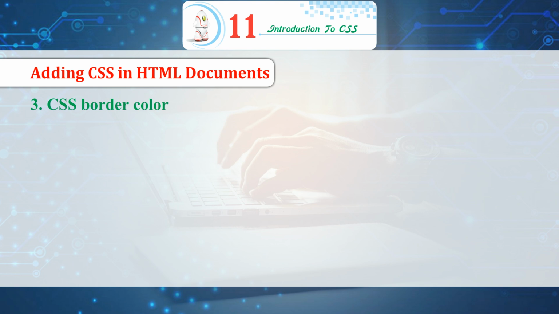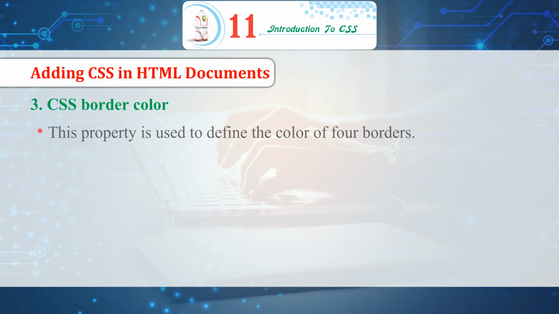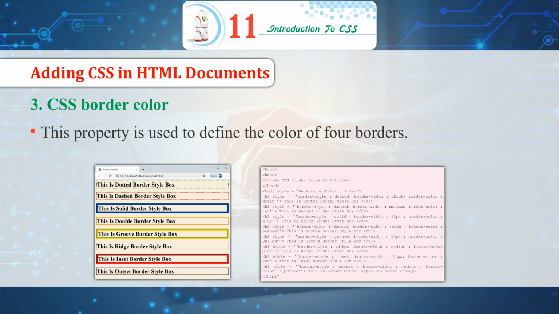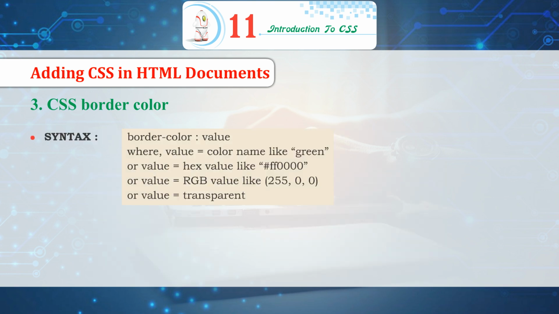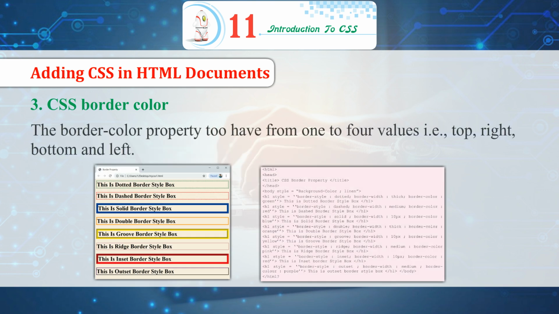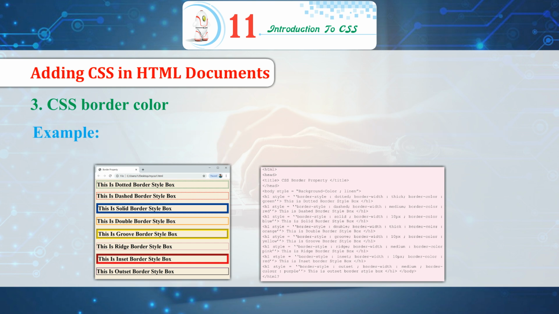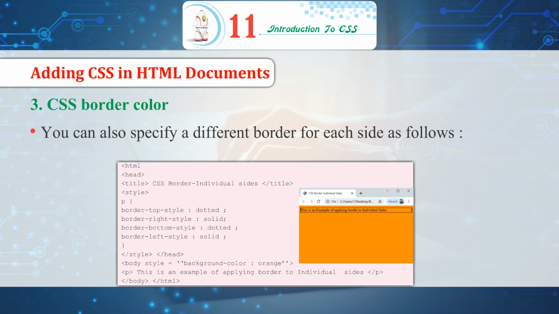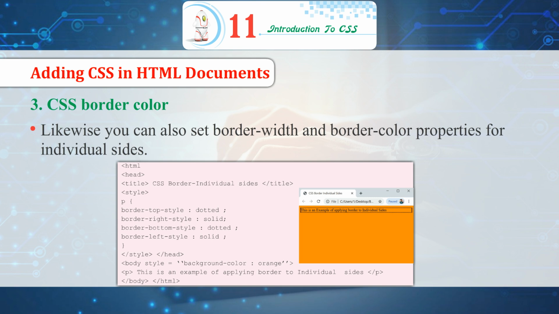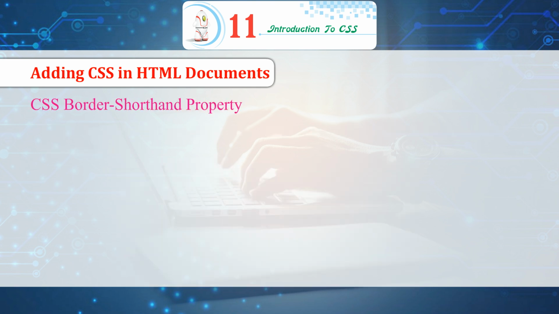Syntax. 3. CSS border color. This property is used to define the color of the 4 borders. Syntax. The border color property can have from 1 to 4 values, that is top, right, bottom or left. Example: you can also specify a different border for each side as follows. Likewise, you can also set border width and border color properties for individual sides.